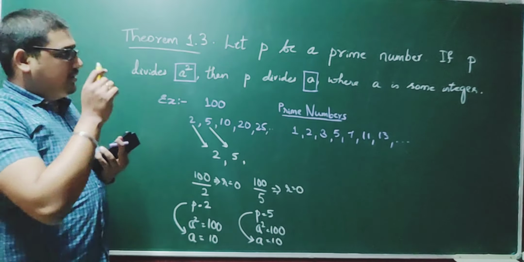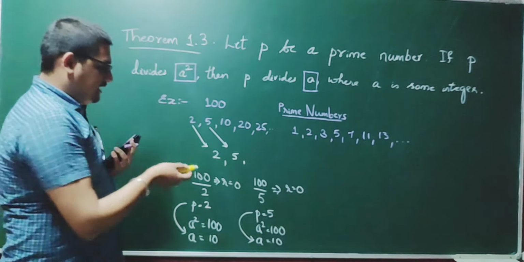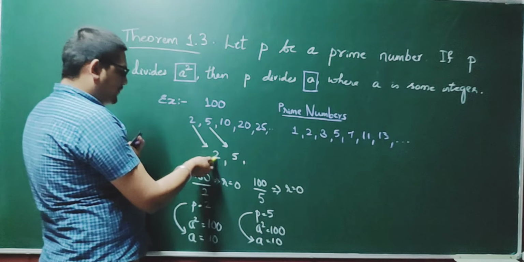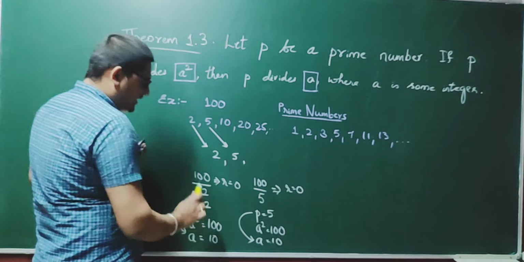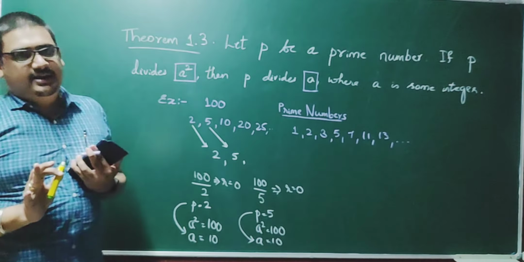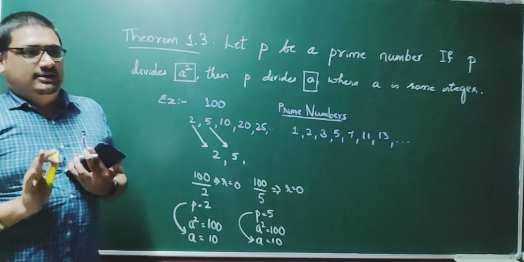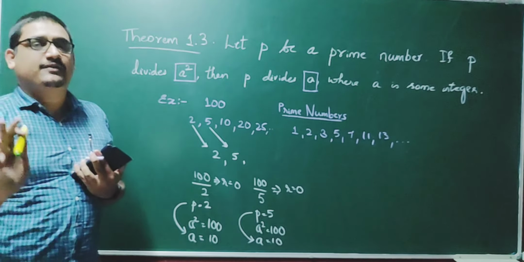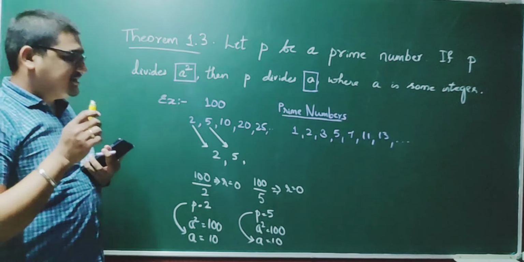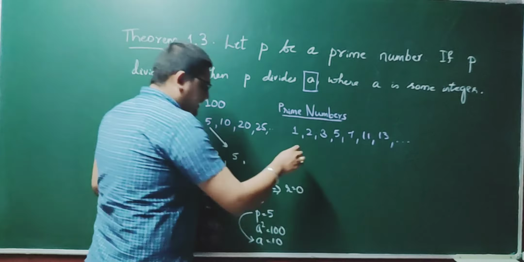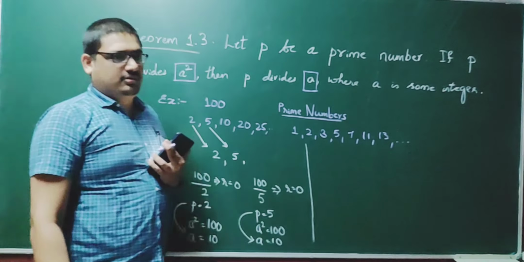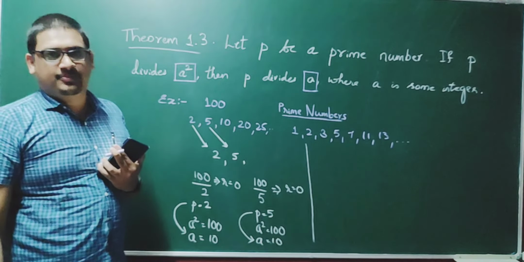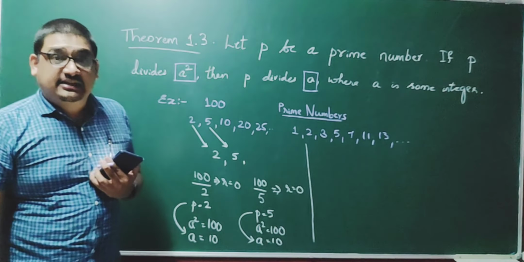So let p be a prime number. If p divides a square, then p divides a, where a is some integer. The proof of this theorem is not there from an examination point of view, but still, as I told in earlier classes, you cannot prove any mathematical theorem by taking an example. We have to prove it in a general sense.